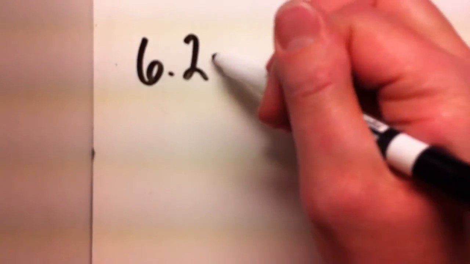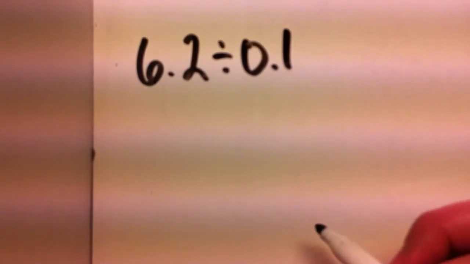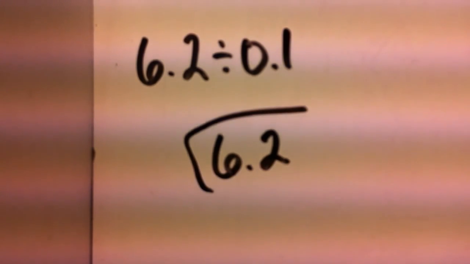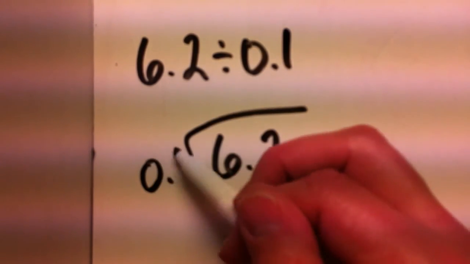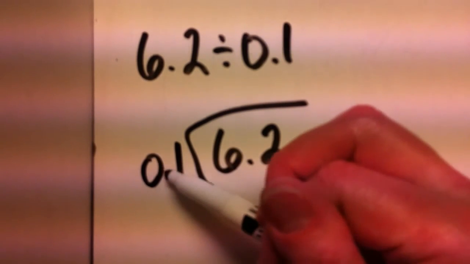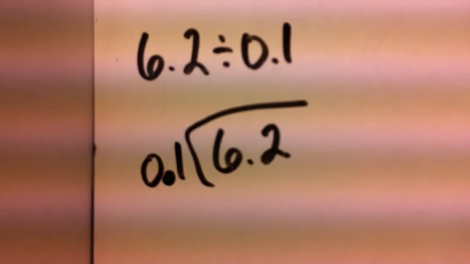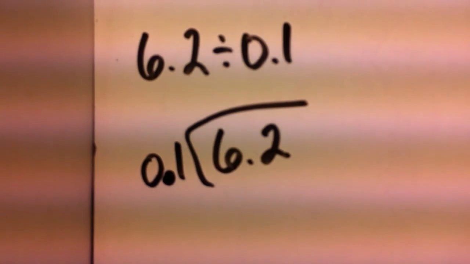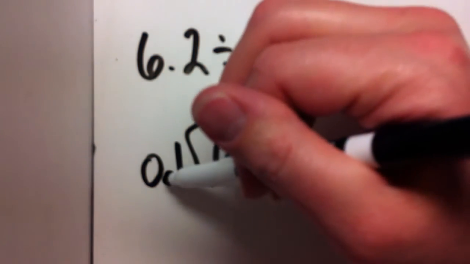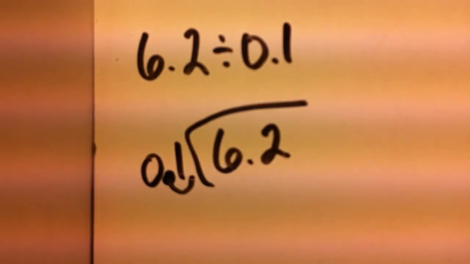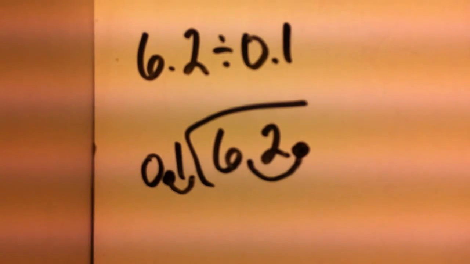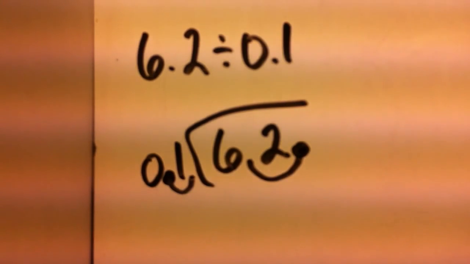Let's do 2 more. 6 and 2 tenths divided by 1 tenth. The 6 and 2 tenths is my dividend. It goes inside the bracket. The 1 tenth is my divisor. It goes on the outside. Now, I've got a decimal point here. I do not want to figure out how many times 1 tenth goes into everything. But I know that I can just move this decimal point one place to the right, and as long as I do the same thing inside my brackets, it's not going to affect the result.